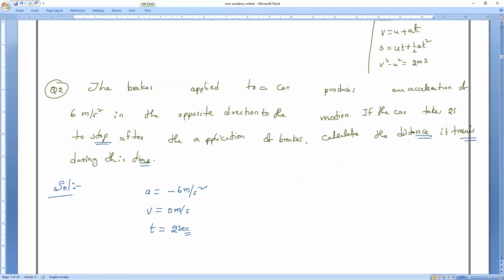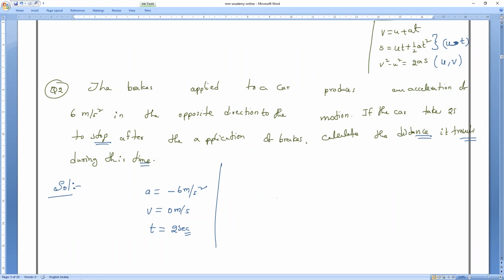If I want to use the second equation, I need to know two things: initial velocity and time. Is it yes or no? If I want to use the third equation, I need to know initial velocity and final velocity. Yes or no? But in both cases we don't know the initial velocity.